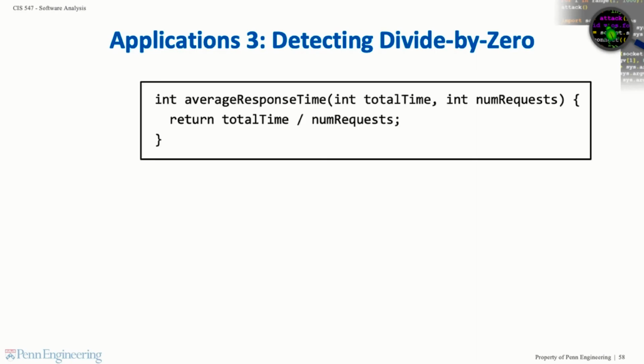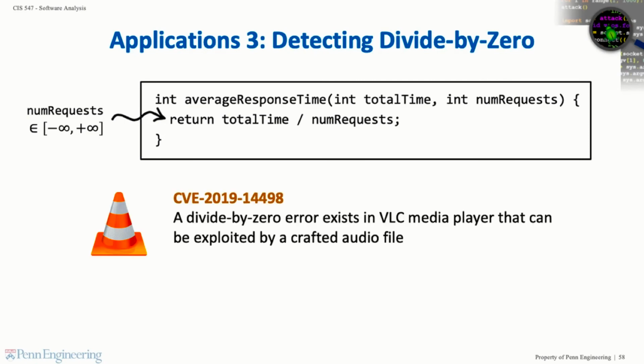For instance, consider the following function used for computing the average response time in the implementation of a network protocol. This function contains a division in which the denominator is not checked for being non-zero. An interval analysis reports that num requests could be zero by virtue of the fact that its range of possible values is from -infinity to +infinity. As another example, here is a security vulnerability discovered in a well-known media player, VLC, which was caused by a divide by zero error that can be triggered by playing a carefully crafted audio file.